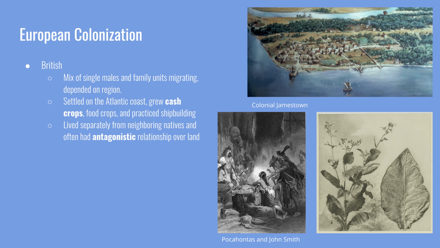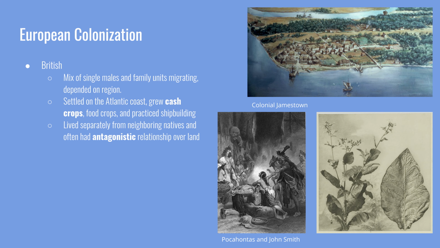Finally, the British will have great variety in their migration patterns. There is a mix of single males and family units migrating depending on the region where they settle. In New England, there was a greater proportion of family units, fewer in the middle colonies and fewer still in the plantation southern colonies.